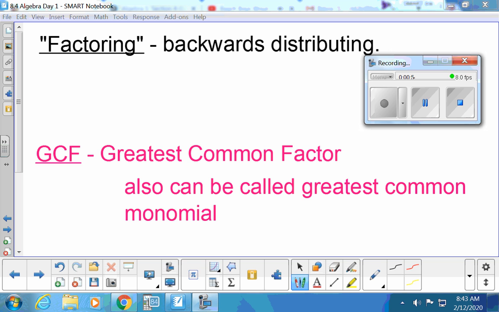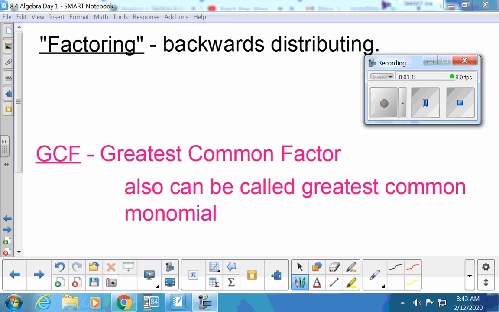We spent all this time foiling, and now we're going to learn backwards foiling. And then if you hear me say GCF today, or sometimes I slip up and say GCM, it's the greatest common factor, or greatest common monomial. That's why I slip up and call it a GCM, but they're the same thing. It's the greatest common monomial that you can pull out of a polynomial and factor it out front.